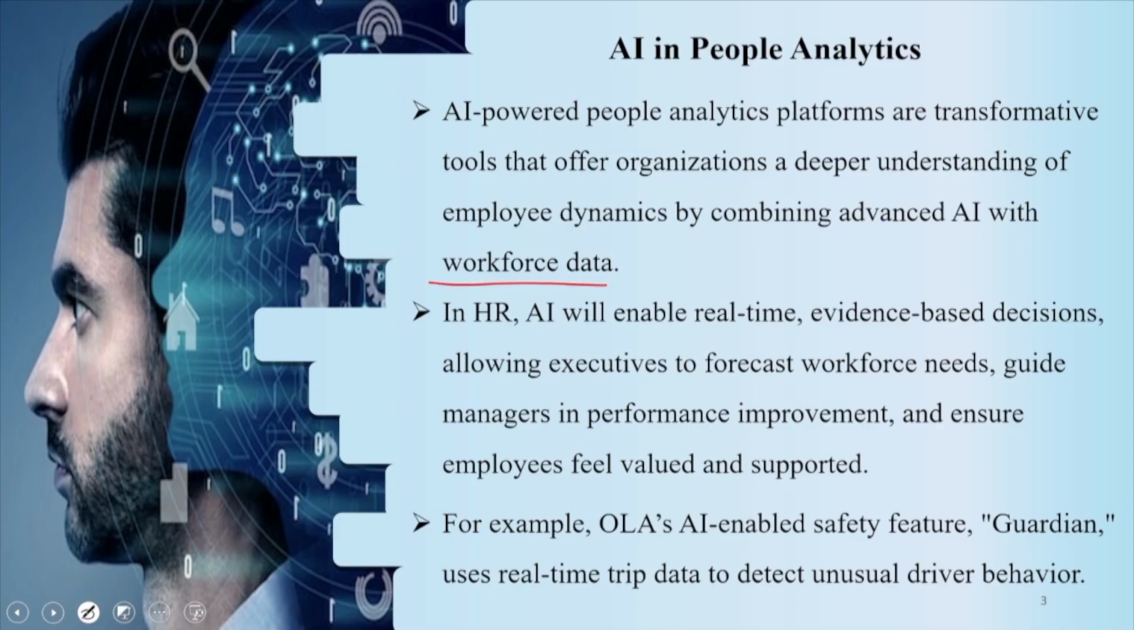So when you look into, let's say, an example like Ola, what we understand is AI enables a safety feature like Guardian, which uses real-time trip data to detect unusual driver behavior. So this adds a certain level of safety element into an otherwise regular business-centric process. Now in HR, AI will enable real-time evidence-based decisions, allowing executives to forecast workforce needs, guide managers in performance management, and even ensure employees feel valued and supported to a great extent. So this is what underscores the relevance of AI in people analytics.